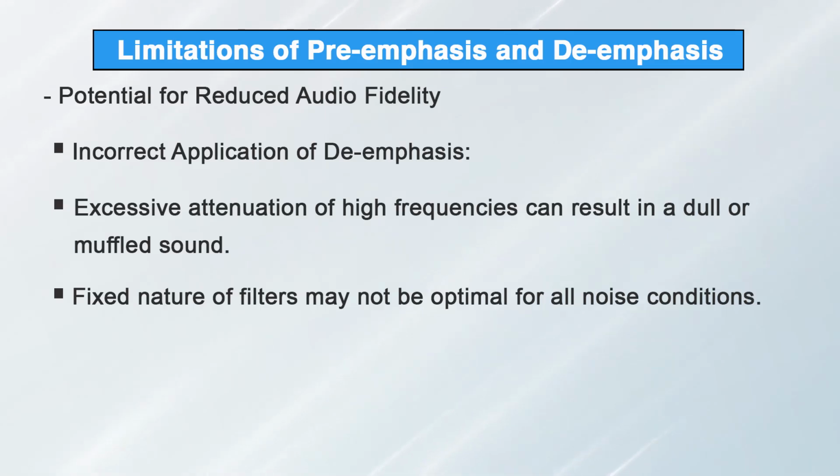Another limitation is the potential for reduced audio fidelity in systems where the de-emphasis process is not correctly applied. If the de-emphasis filter does not accurately complement the pre-emphasis filter, the received signal may suffer from excessive attenuation of higher frequencies, resulting in a dull or poor sound quality. Additionally, in environments with varying noise levels, the fixed nature of pre-emphasis and de-emphasis filters may not be optimal for all conditions, potentially leading to suboptimal noise reduction in certain scenarios.